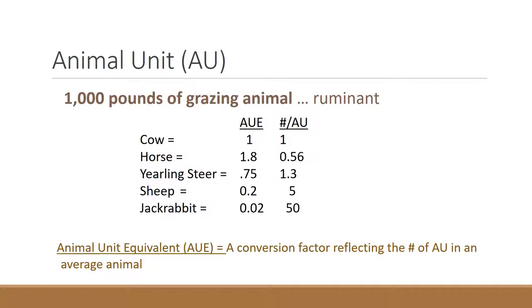You've probably heard this term, animal unit or animal unit month. I want to distinguish between an animal unit and an animal unit month. An animal unit is really a unit of animal. It's a block of 1,000 pounds of grazing animal, of ruminant grazing animal.